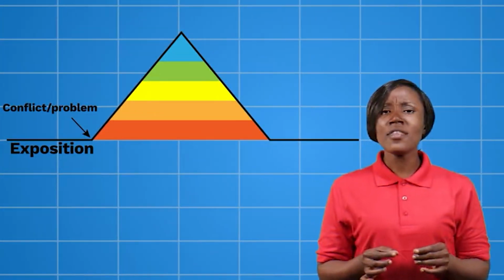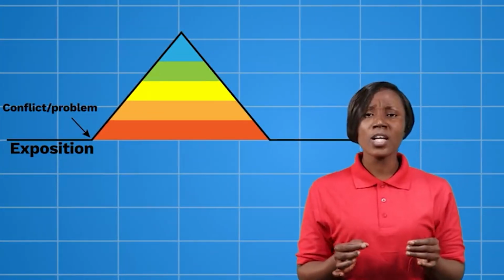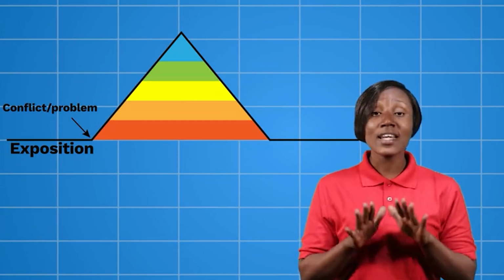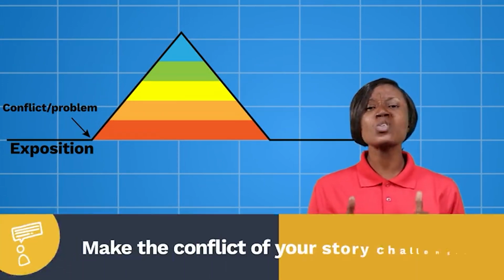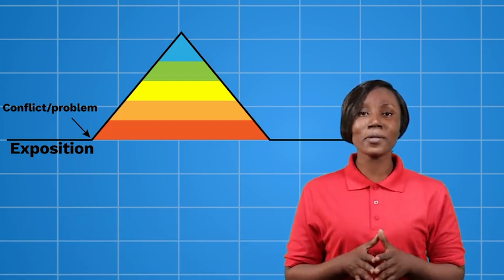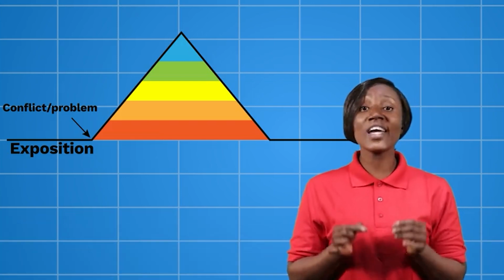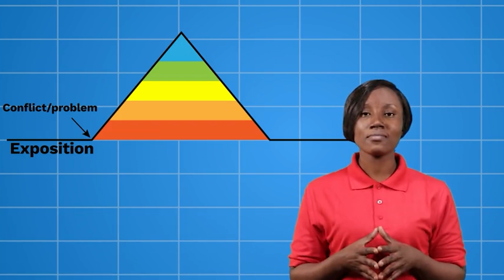This problem then sets off a series of events, and by the end of the story, it must have been resolved. Now, please make sure that the conflict of your story is quite challenging. This will help your characters develop through all their efforts to resolve the conflict or problem. It also creates the tension that gives your reader a reason to read on.